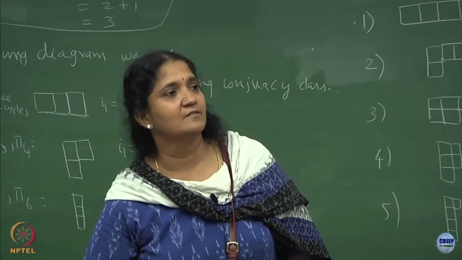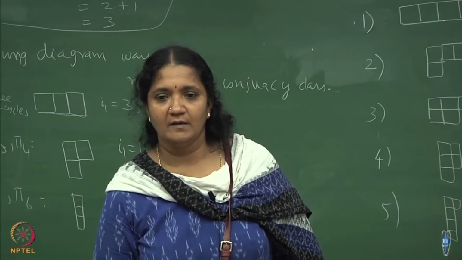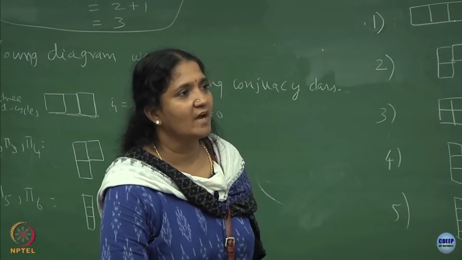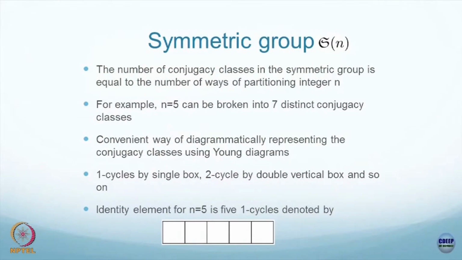conjugacy classes, and a convenient way of diagrammatically representing conjugacy classes is using Young diagrams. 1 cycles by a single box, 2 cycles by a double vertical box, and so on. The only thing you have to remember is that you could have put the double vertical box this side.